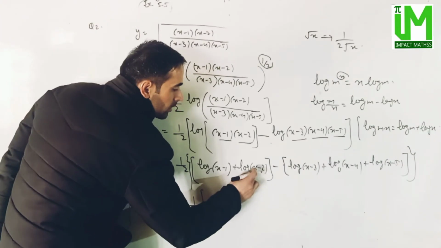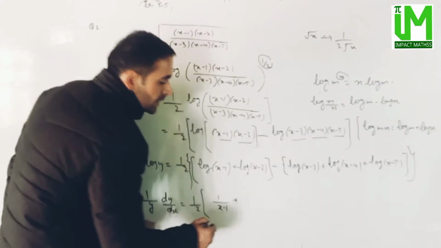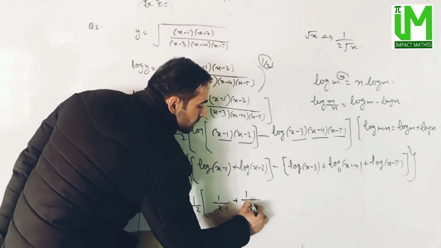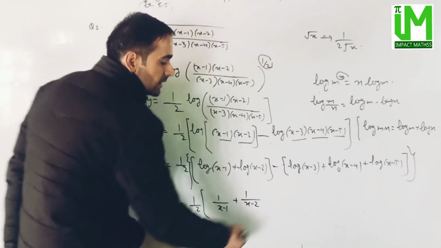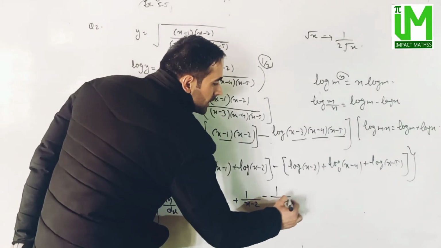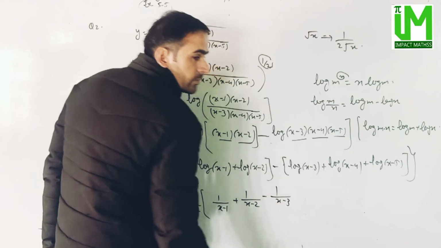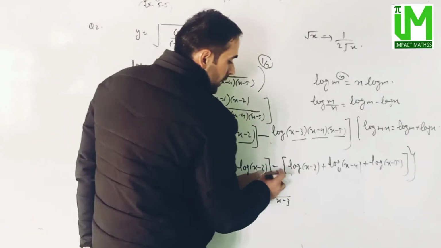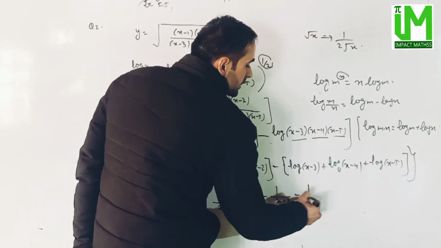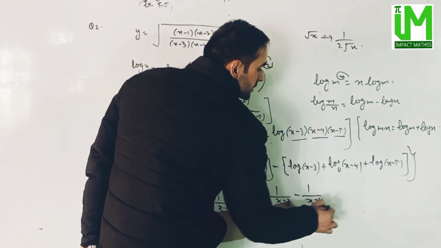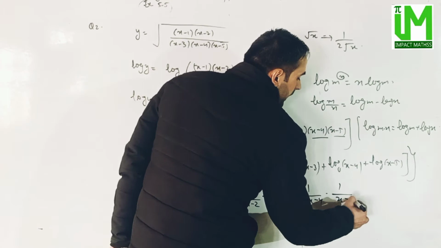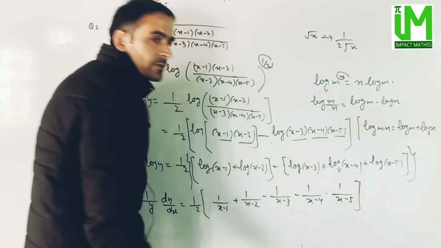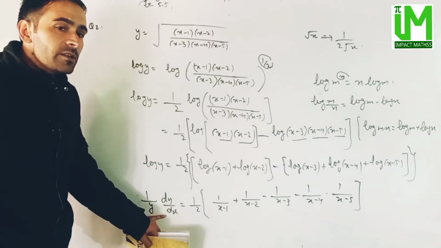Plus 1 divided by (x−2), minus 1 divided by (x−3), minus 1 divided by (x−4), minus 1 divided by (x−5). But then we have to find the value of dy by dx.